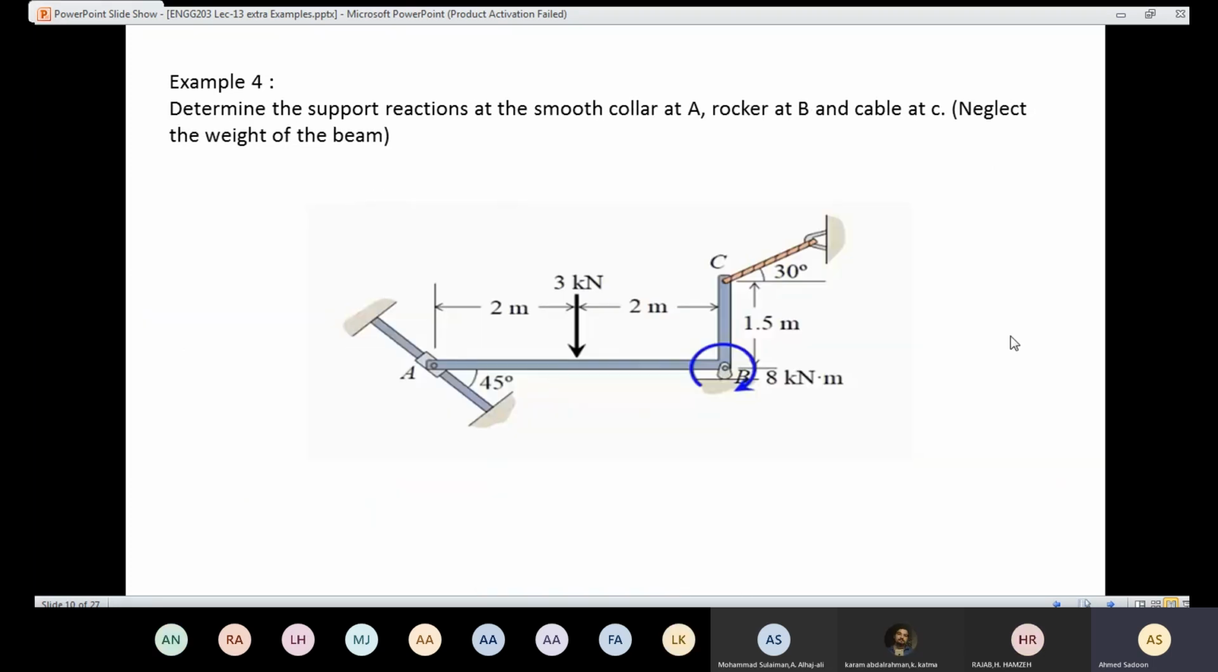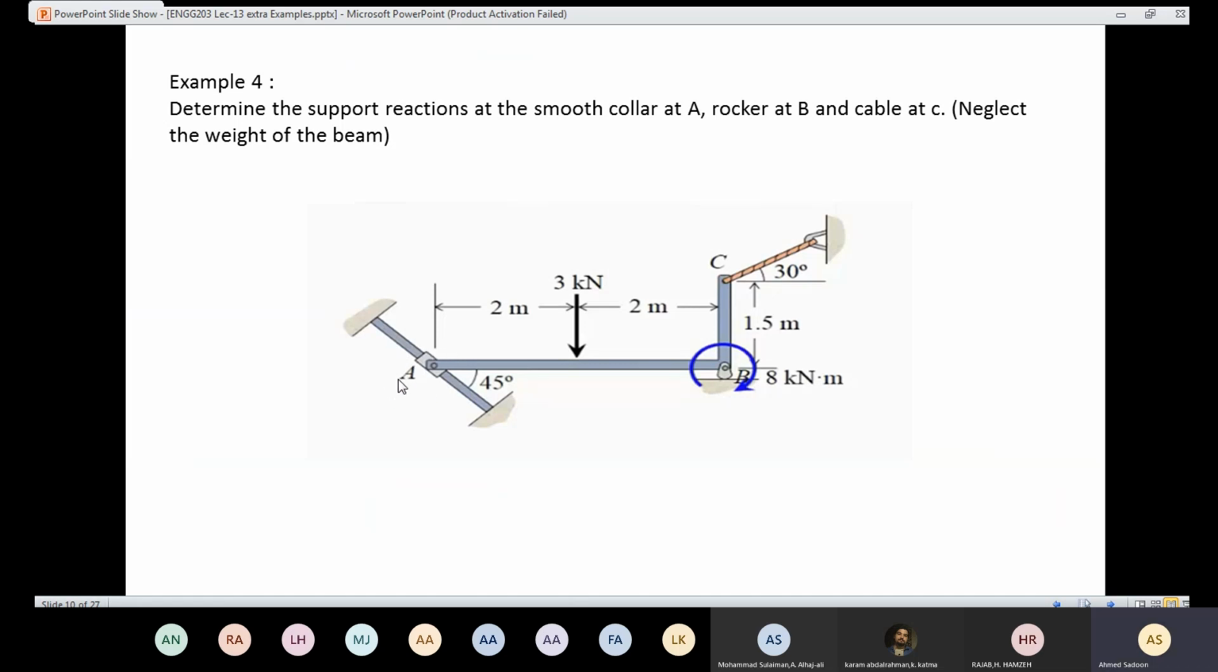Go to example 4. So now in example 4, also it's required to calculate the support reactions. This time the support reactions are not fixed, or roller, or pin. Here we put different types of supports. So at A here, we have a smooth collar. Like you can see here we have a pin, which means that it's free to rotate. And also here it's smooth, which means that it's also free to move here, while you cannot move in this direction or in that direction.